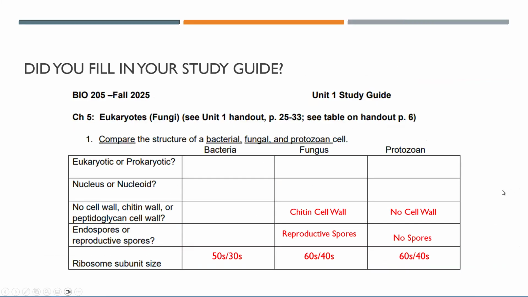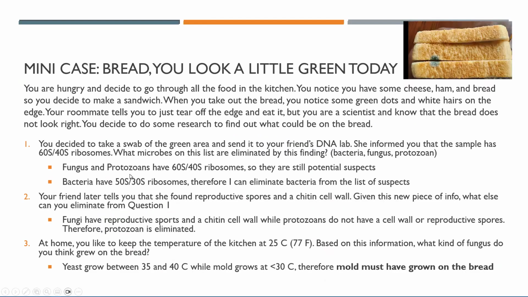Okay, last piece of little help I'm going to give you, to help you start your study guide if you haven't done so already. We already talked about some of these in the case. So I mentioned that fungus and protozoans have 60S, 40S ribosomes, and bacteria have 50S, 30S ribosomes.